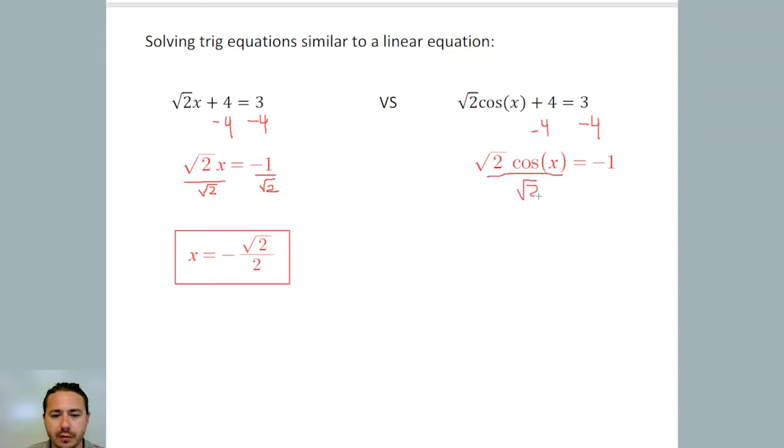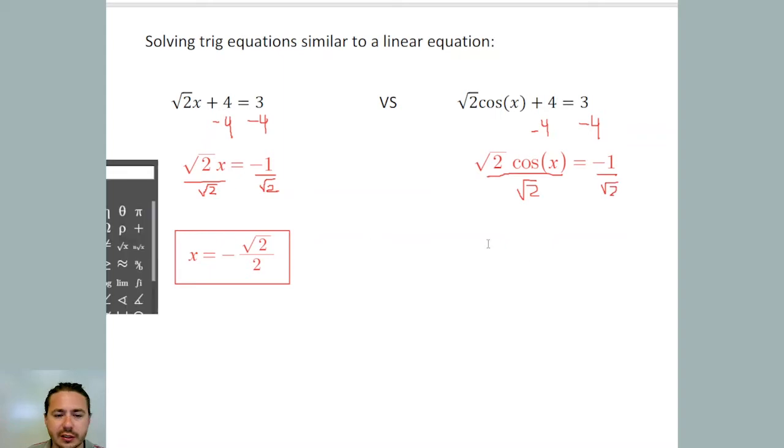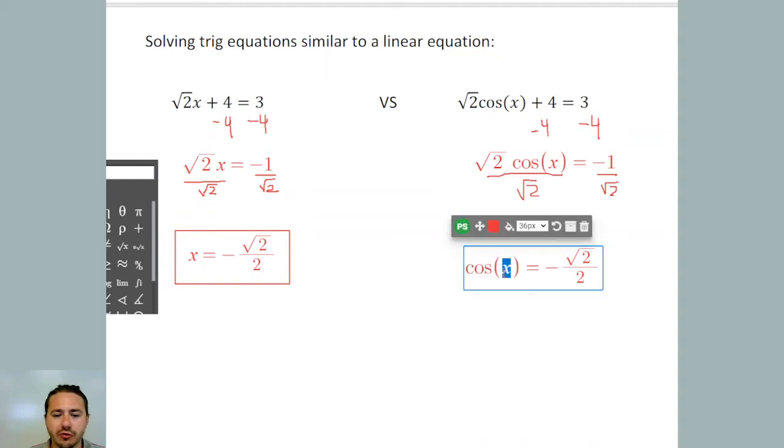What I really want to emphasize here is that as you're solving, your goal, initially at least, should be to isolate your trig function. Don't get hung up on trying to get x by itself right at the beginning. Instead, just get this by itself. You can see these are solved basically the same: you subtract 4 from both sides, you divide both sides by root 2. The only difference is that once you have your trig function isolated, now we can try to find x.